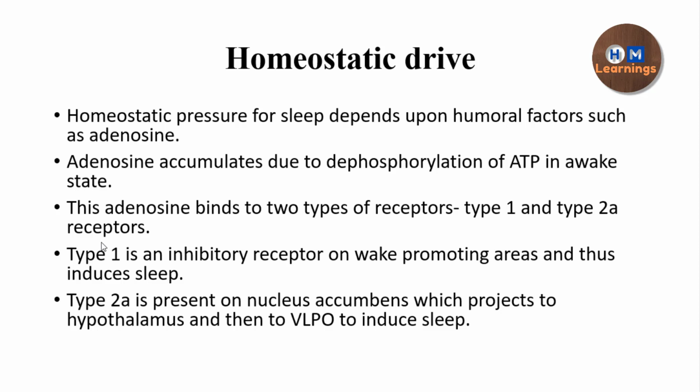Adenosine accumulates due to dephosphorylation of ATP in the awake state, and this adenosine is going to bind to two types of receptors on various cells, type 1 and type 2A. Type 1 is an inhibitory receptor on the wake promoting areas, and by this it causes inhibition of the wake promoting area, so it induces sleep. Type 2A is present on the nucleus accumbens, which projects to the hypothalamus and from there to the ventrolateral preoptic area and activates it to induce sleep. So it directly and indirectly promotes sleep. So this is the mechanism of homeostatic drive.